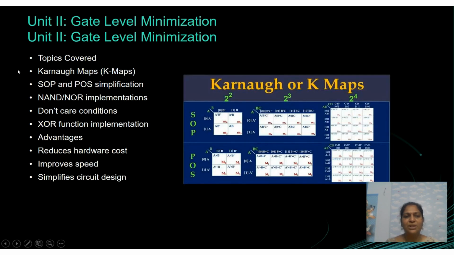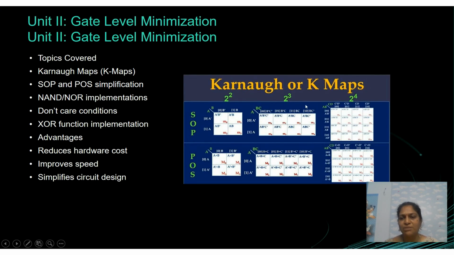So coming to unit 2, gate level minimization. In this unit, topics covered are K-maps or Karnaugh maps, SOP and POS simplification, NAND and NOR implementation, don't care conditions, XOR function implementation. And the advantages, if you study this unit, gate level minimization, are reduced hardware cost, improved speed, and simplified circuit design.